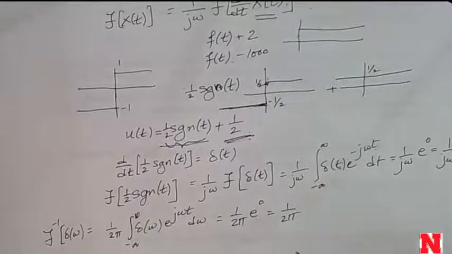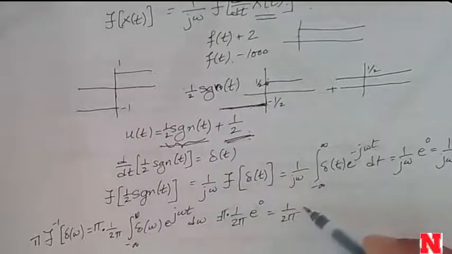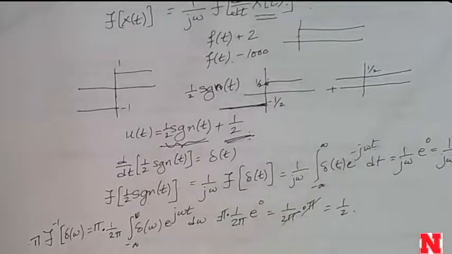Okay, but I don't want 1 over 2 pi. I want 1 over 2. So in order to get 1 over 2 here, what I need to do is multiply both sides by pi. If I multiply this side by pi, then that'll multiply this side by pi, and I'll get 1 over 2. So the Fourier transform of 1 over 2 is pi delta omega. Okay, so now I have everything I need.